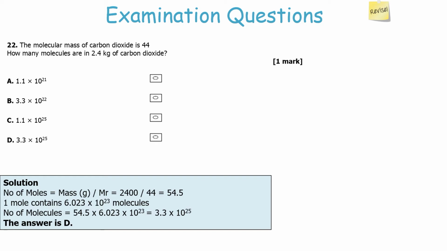So it equals 54.5. Now we know 1 mole contains 6.023 times 10 to the 23 molecules. That's Avogadro's constant. That's a fact you've got to recall. So therefore the number of molecules is equal to the number of moles times the number of molecules in 1 mole. So we get 3.3 times 10 to the 25. So our answer is D.